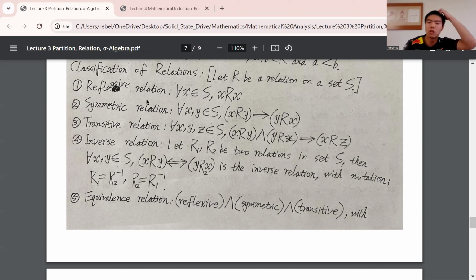Maybe the first three are the most basic: reflexive, that is the element that goes to itself; transitive, like x to y, y to z, then x to z; and symmetric, x to y, then y to x. These three are the basic ones, and the others are deducible from them. As for inverse, I don't think it is relatively important. If you can just remember it, I will show you one example later.